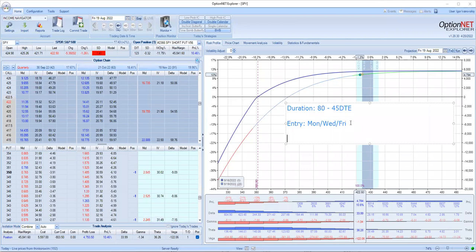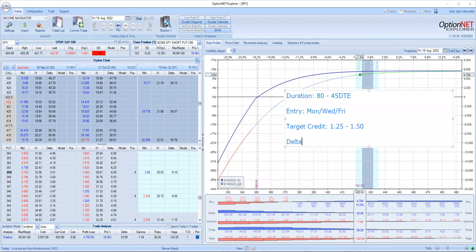So entries are Mondays, Wednesdays, and Fridays. Target credit is $1.25 to $1.50. I'm going to also make a note here that delta works out to be around 5.